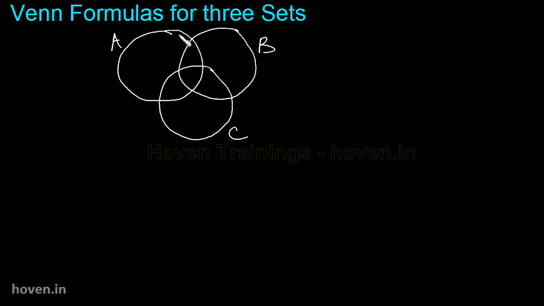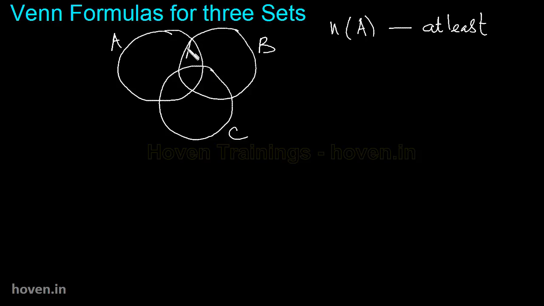Here this entire circle will be called NA. This means all those elements that belong at least to A. They might be belonging to B, might be belonging to C, and might be belonging to all A, B and C. So this is for the at least, as we already did for the case of two sets.